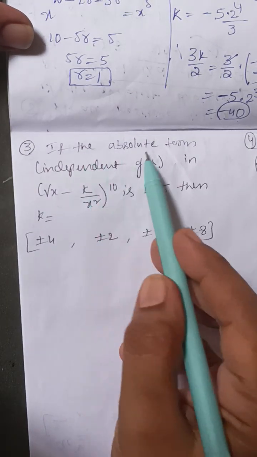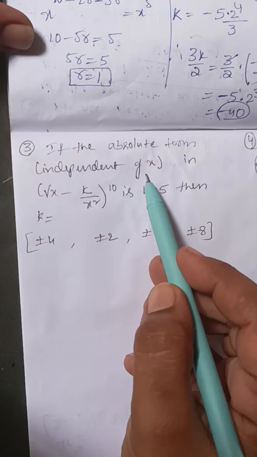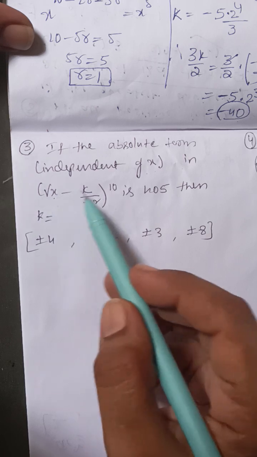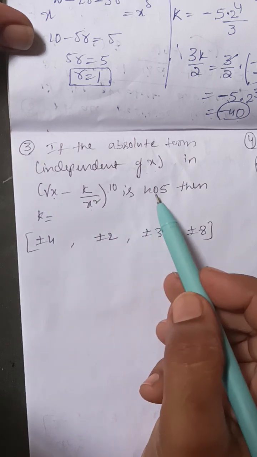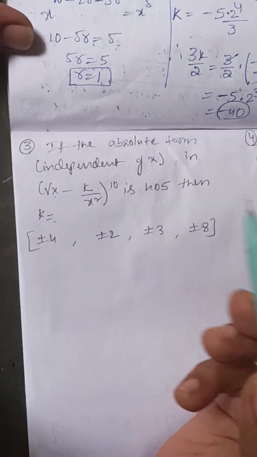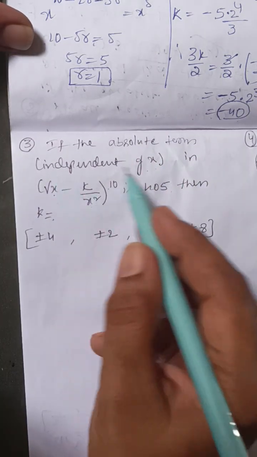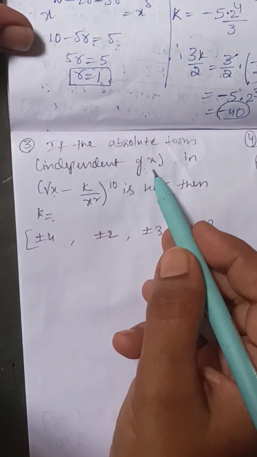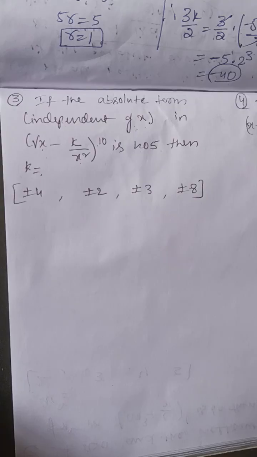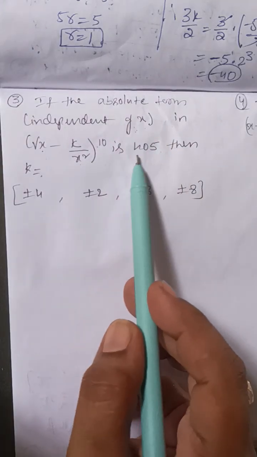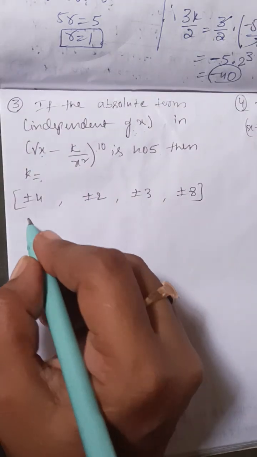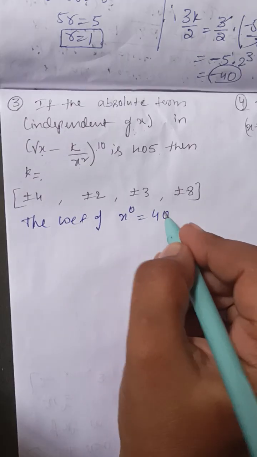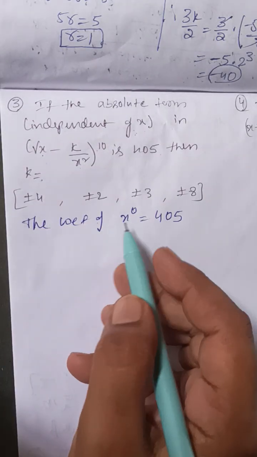Next question, if the absolute term, independent of x, in the expansion of (root x minus k by x square) whole power 10 is 405, then k is. Here absolute term is nothing but independent of x, meaning x power 0. X power 0 is called independent. So the coefficient of x power 0 is 405.